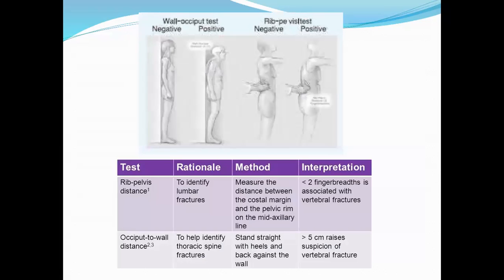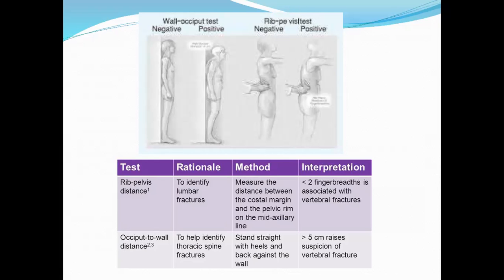Here are the postures that are to be given, that is, the tests and how the condition is to be confirmed. The first is the rib-pelvic distance. Ask the patient to stand straight against a plain wall, to identify the lumbar fractures that are to be observed.